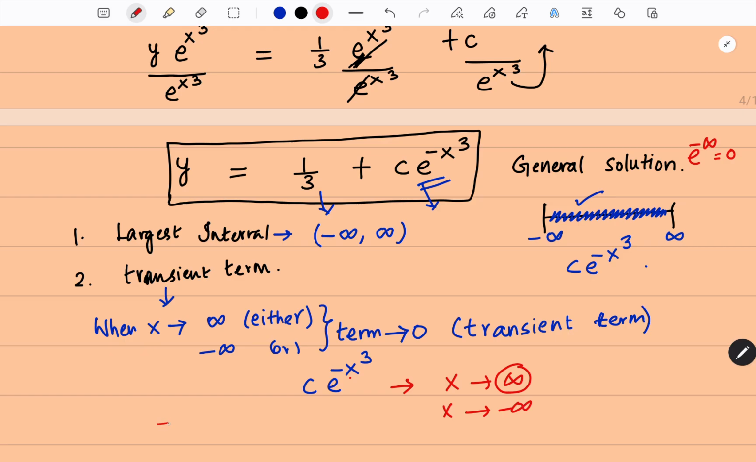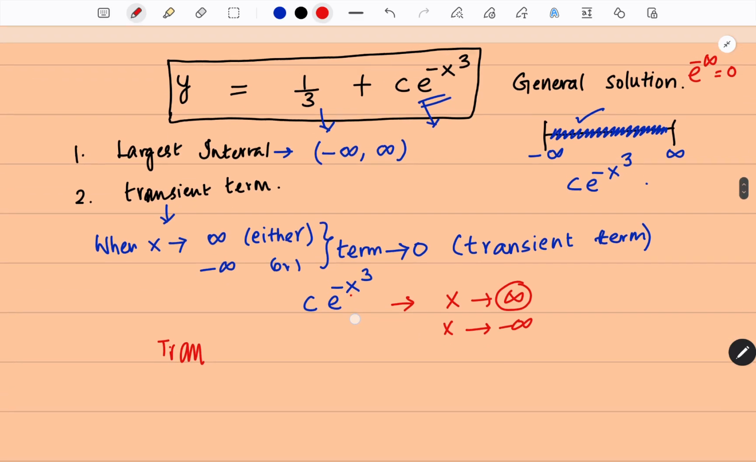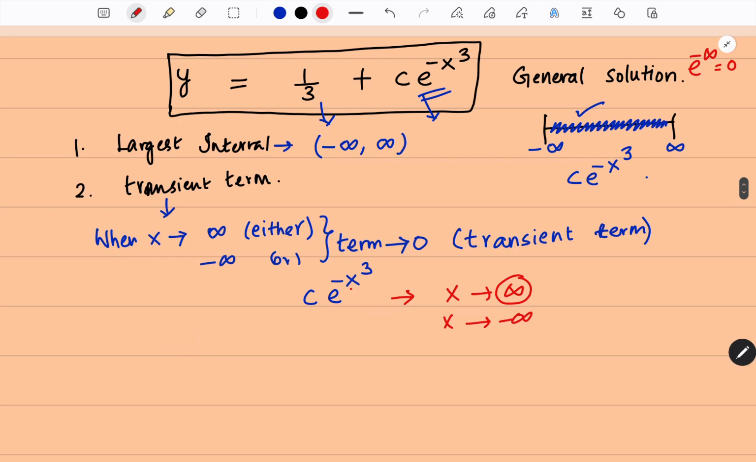So therefore your transient term in this question is c e power minus x cube. And your largest interval is minus infinity comma plus infinity. Okay. So I think I explained the transient terms, everything related to electrical engineering, which I said the same thing in the class itself, right?